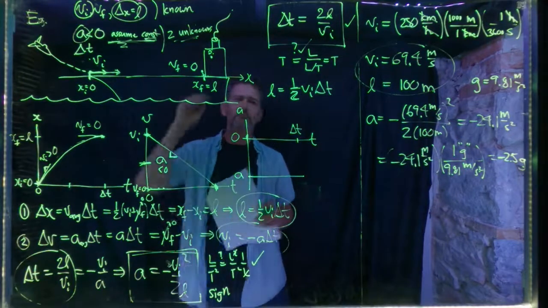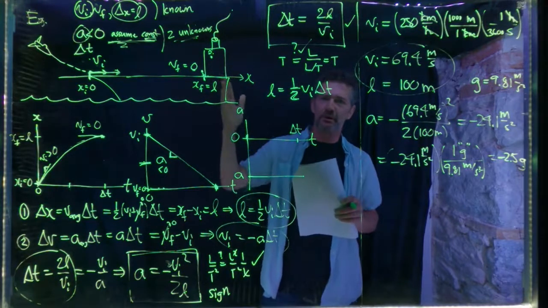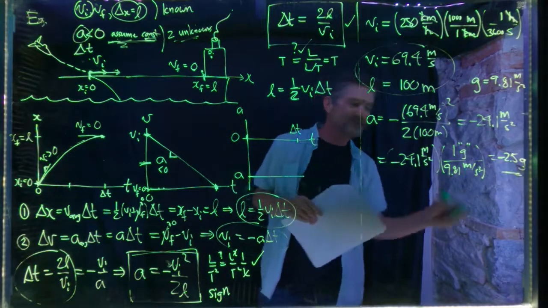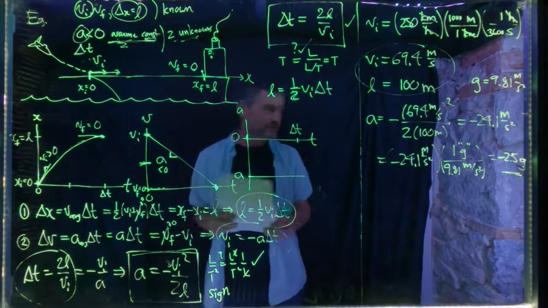I don't remember exactly the numbers, but at something like 6 or 7 g's you start to lose consciousness. We don't want that happening. So we're still in the safe zone there. But it's a lot. 2.5 g's is quite a bit.